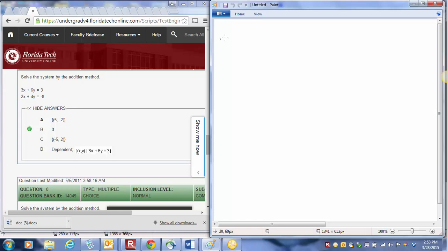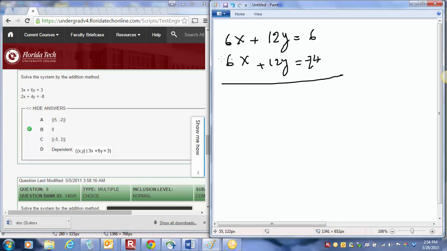2 times 3 is 6, so that would be 6x. 2 times 6 is 12, 12y. And 2 times 3 is 6. Second one, multiply by 3. 3 times 2 is 6. 3 times 4 is 12. And 3 times negative 8 is negative 24. And now, to simplify, we have to subtract.